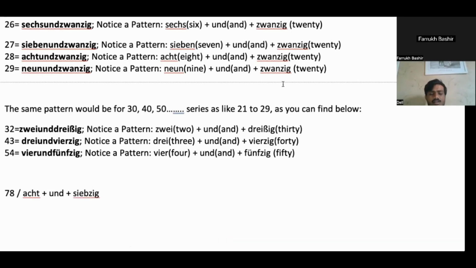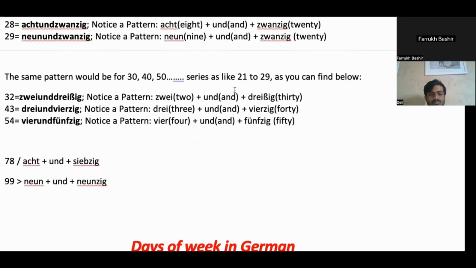Okay. Yes. What should I, for example, place here? 99. Neun und neunzig. Yes. Okay. One last number we can place here maybe 85. Fünf und achtzig. Acht, zig. Eight zig. Achtzig. 85.